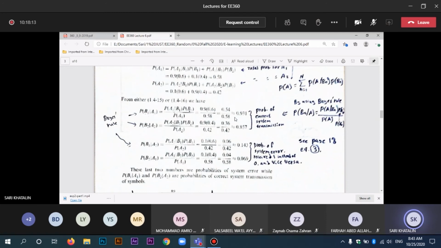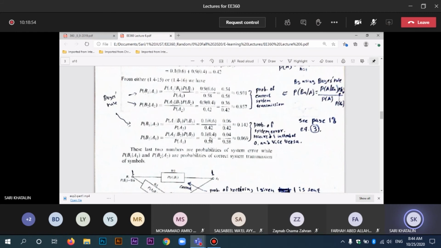After we put all the numbers together, you will see that the probability of correct system transmission for the symbol 1 is approximately 93.1%, or 0.931. We can follow the same approach to find the probability of correct system transmission for B2, the probability of B2 given A2. Again we use Bayes' rule right here, and after you plug in the numbers, you see that it's approximately 85.7%.